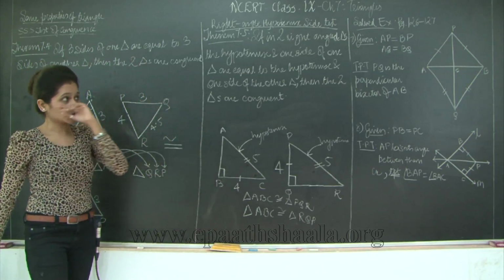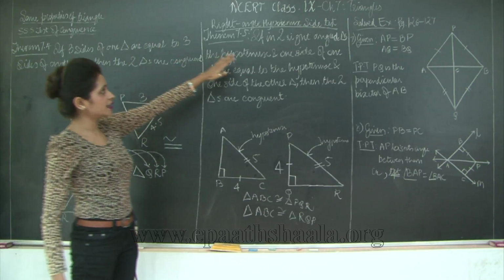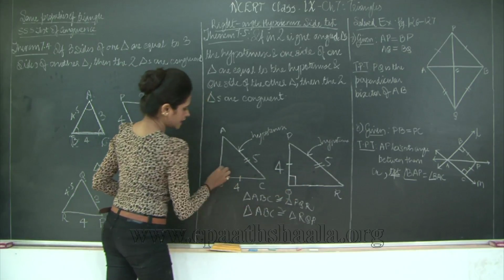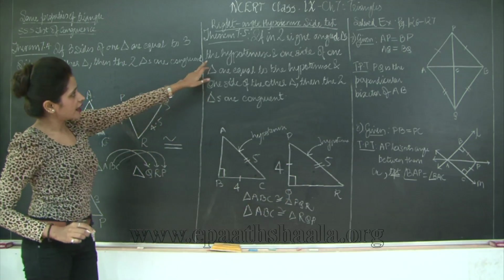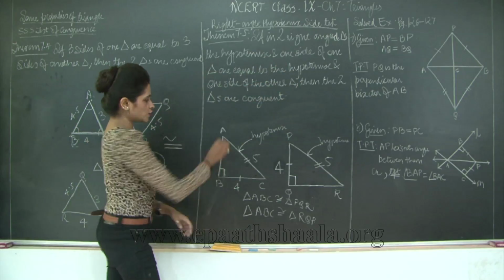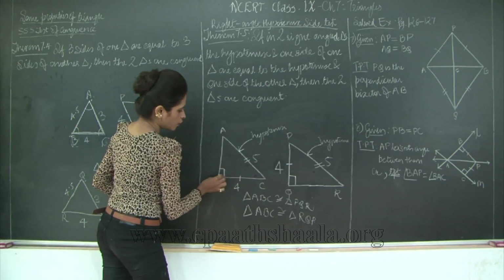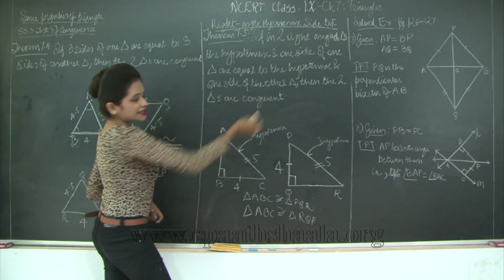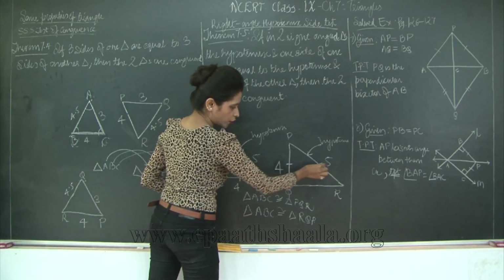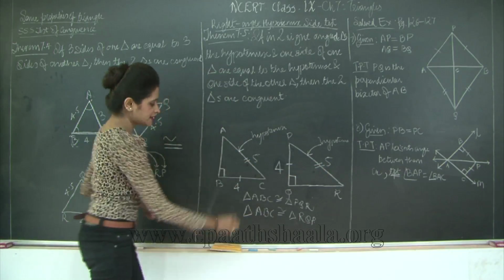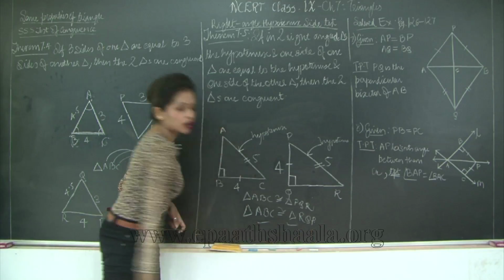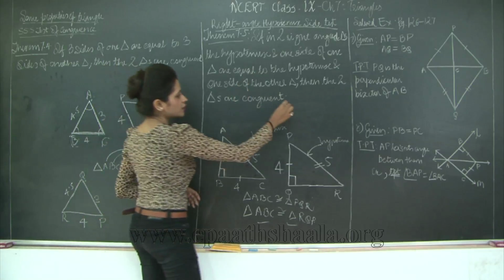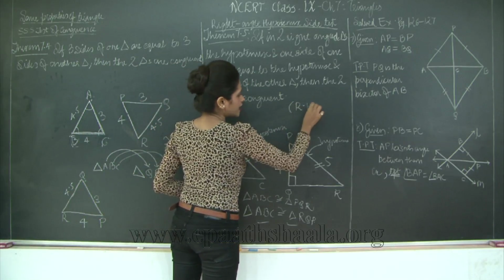So this was theorem 7.5. Now let's read it out once again. If in two right angle triangles, so these are my right angle triangles, the hypotenuse and one side of the triangle are equal to the hypotenuse and one side of the other triangle, then the two triangles are congruent to each other by the hypotenuse side test of congruence. And while proving, you can just cite the RHS test.